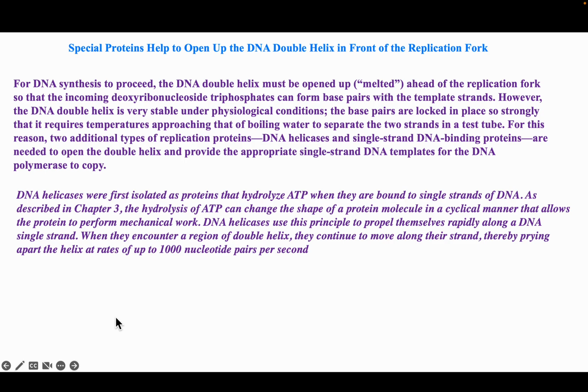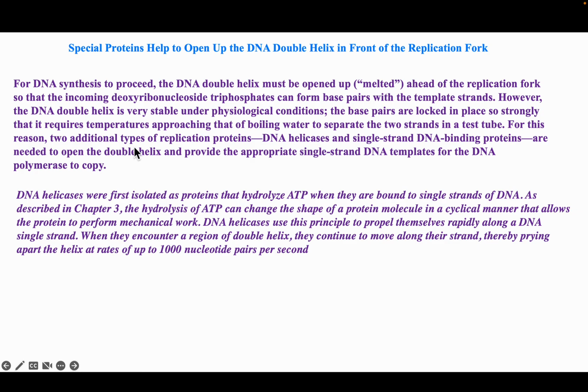Some special proteins help to open up the DNA double helix in front of the replication fork. For DNA synthesis to proceed, the DNA double helix must be opened up ahead of the replication fork so that the incoming deoxyribonucleoside triphosphates can form base pairs with the template strands. However, we know that the DNA double helix is very stable under physiological conditions. The base pairs are locked in place so strongly that it requires temperatures approaching that of boiling water to separate the two strands in a test tube.